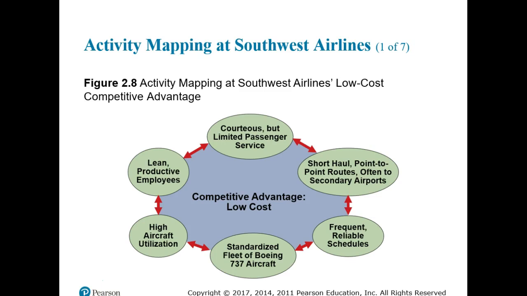And figure 2.8 from the text illustrates an activity map, which is a graphical link of competitive advantage, key success factors, and supporting activities. So when you have a chance, visit page 44 in the textbook to get a better look at the activity mapping of Southwest Airlines' low-cost competitive advantage.